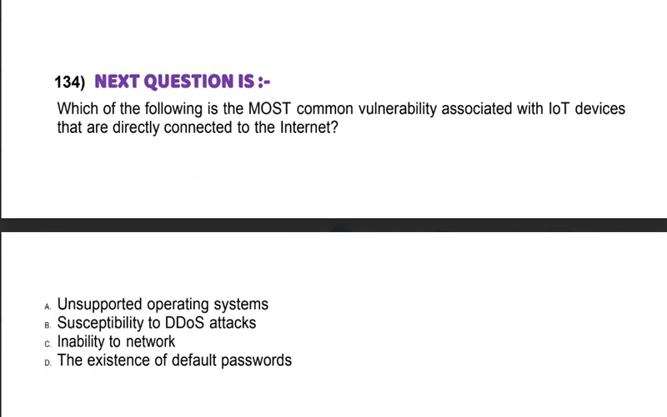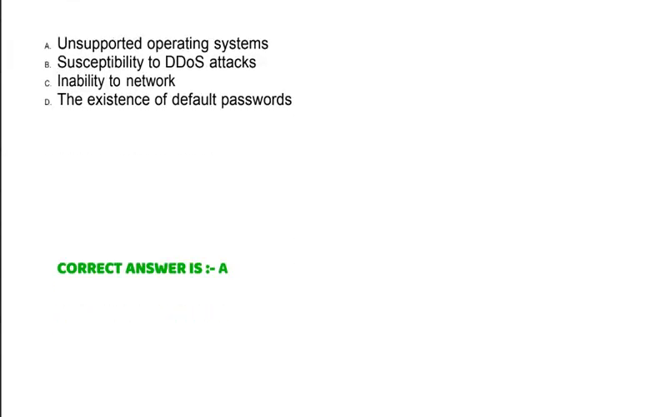Question is which of the following is the most common vulnerability associated with IoT devices that are directly connected to the internet? Option A, unsupported operating systems. Option B, susceptibility to DDoS attacks. Option C, inability to network. Option D, the existence of default passwords. Correct answer is option A.